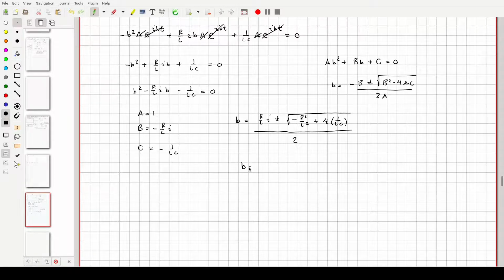So b here is equal to, if I go ahead and multiply the two through, R over 2L times I plus or minus the square root of 1 over LC minus R over 2L squared.